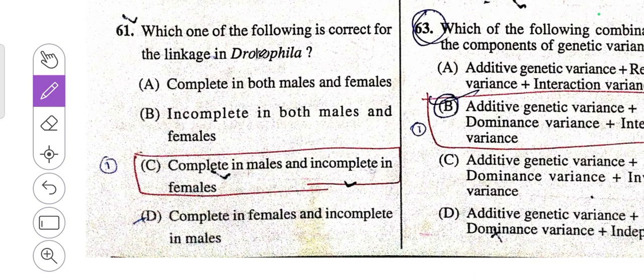Next, question 61. Which one of the following is correct for the linkage of Drosophila? So linkage in Drosophila is complete in males and incomplete in females. Linkage is complete in the case of males, whereas it is incomplete in the case of females.